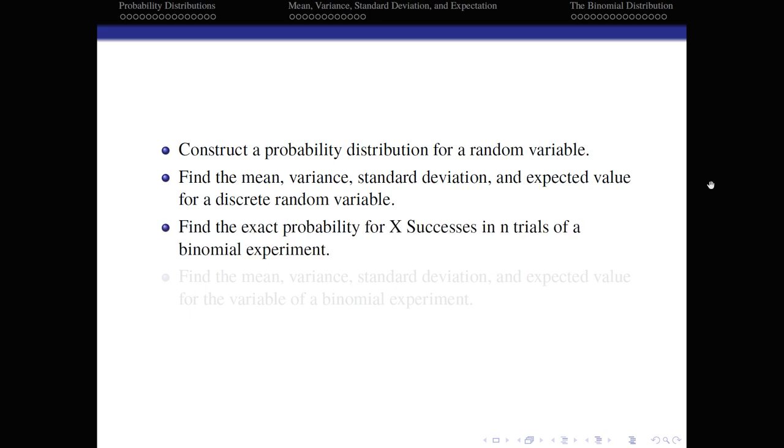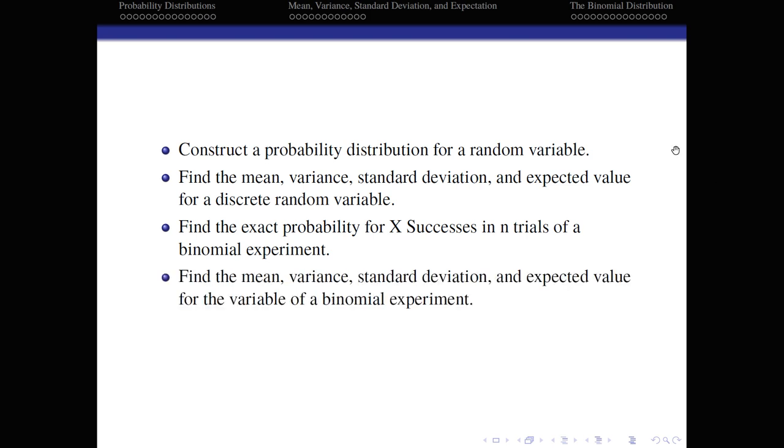Then we're going to talk about the binomial experiment and the binomial distribution a bit. We're going to find the probability of exactly X successes in N trials. Then we'll find the mean, variance, standard deviation, and expected value of the binomial. You'll enjoy this part. It's going to be nice and simple. In this video, we're just going to talk about this first piece, looking at the probability distribution.